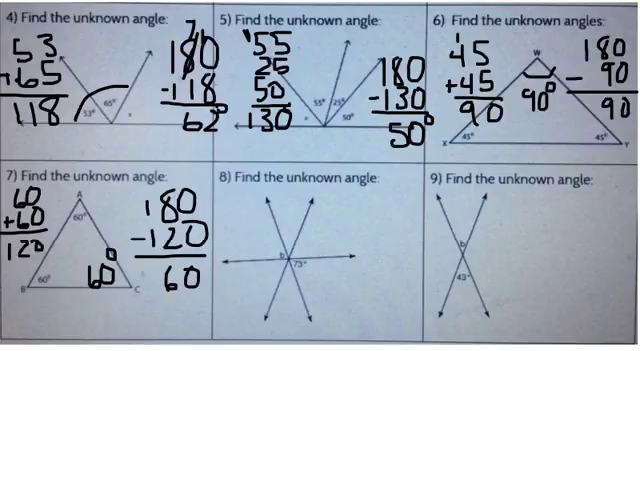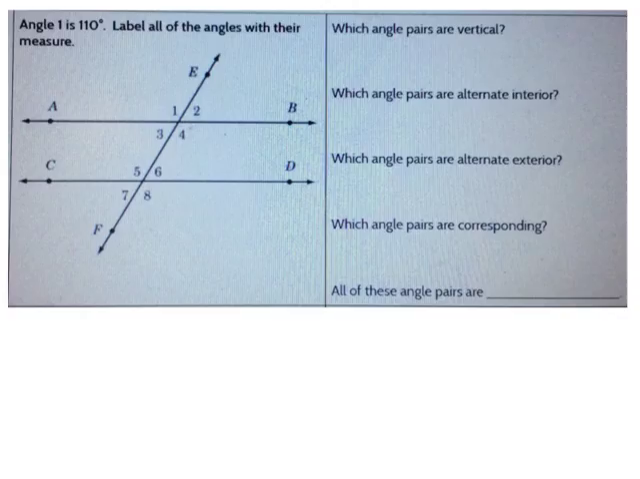Now look at number 8. What is the value of angle B? Well, 73 degrees and B are vertical angles. That means that they are equal. So B is equal to 73 degrees. Now look at number 9. What's the value of angle B? In this question, B is vertical to 43 degrees. So B is 43 degrees. We'll use vertical angles to help us today.